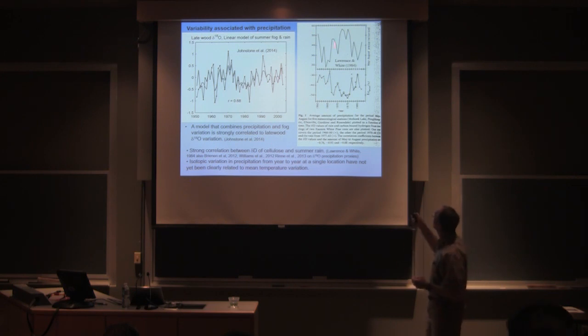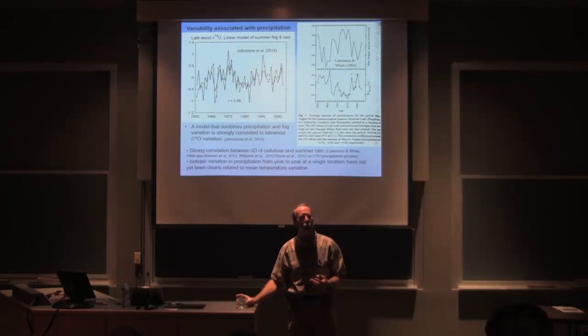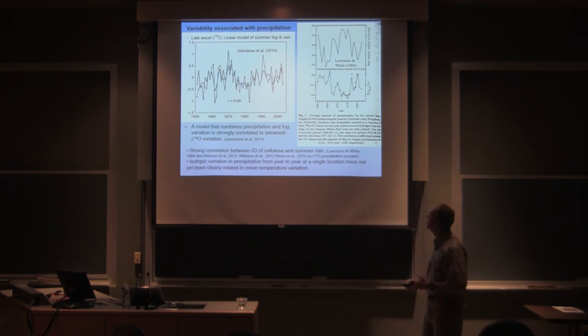And so here's a study by Jim White. This is the May-August precipitation and, mirror image, the deuterium. This is some work out of my lab with Jim Johnstone that looks at summer fog and rain in combination as a relationship with delta 18O, and we've got a pretty good relationship. So the more rain you have, the more humidity, the more water source you can have, the more the evaporative enrichment can change, the source water can change. So this is a measure of precip. We can get that information.